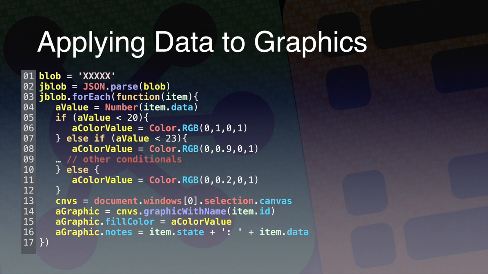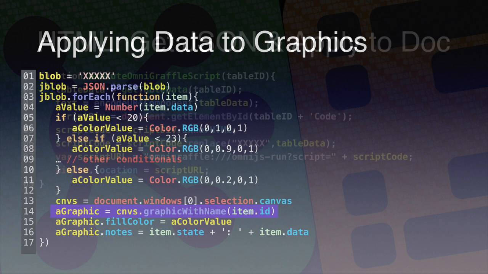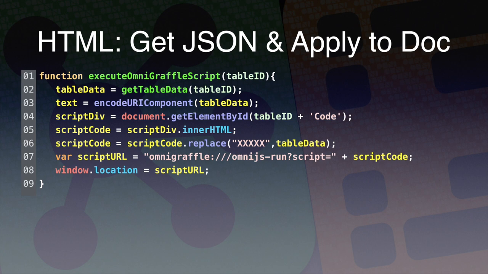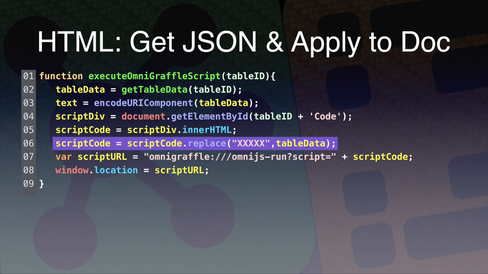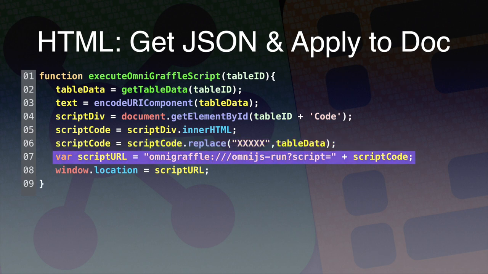There's a placeholder that gets changed and filled with that JSON, and then down here you find the particular graphic with the ID that's passed to it that matches the data. And then this is the master routine that applies all of that. This is in the web page itself. It gets the table data, it encodes the URI component from the table data, it creates the script, gets the script, gets the inner HTML, then it replaces the placeholder with the JSON, puts the two components of the script together into a single URL, and then says window location execute URL.